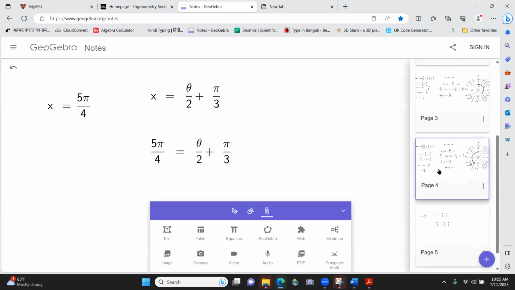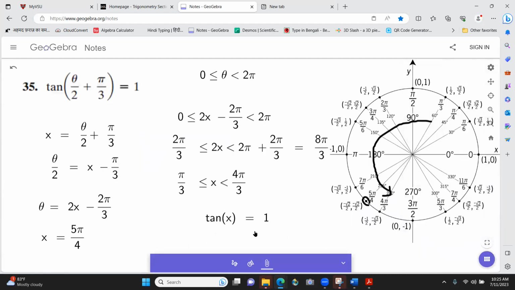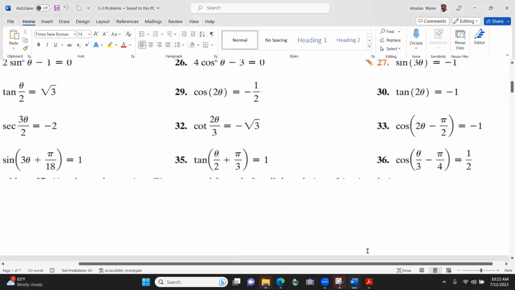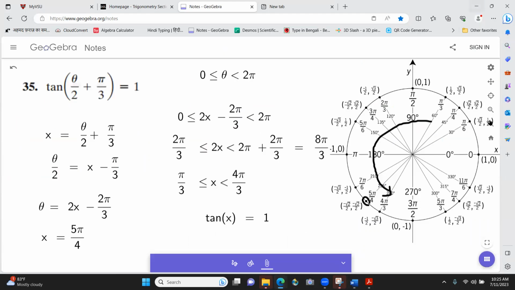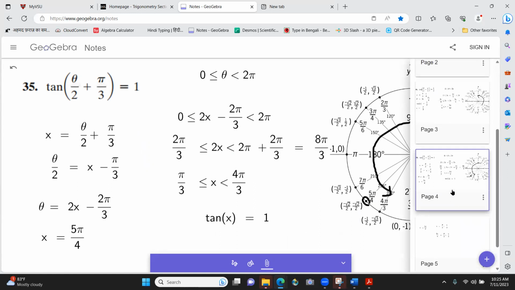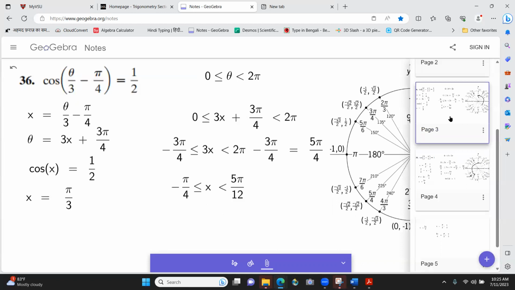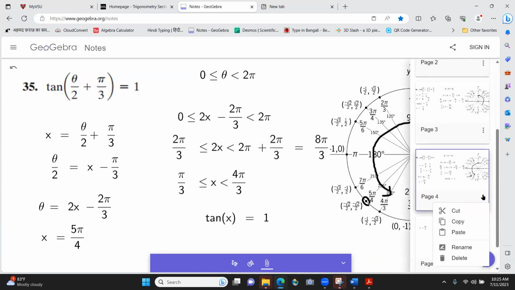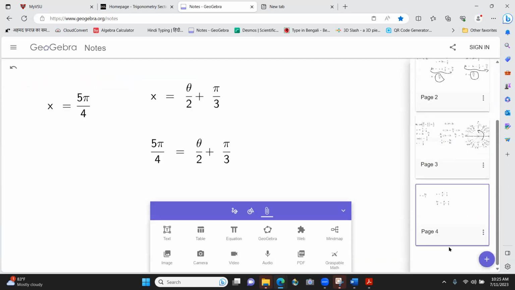Let me go back and check my work here a little bit. Give me 1 second, guys. 36. We're doing 36. Okay, we're working on this. All right, so we're working on this problem. Give me 1 second. My slides are going a little off.